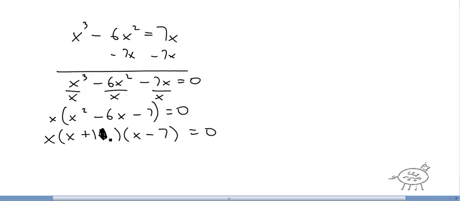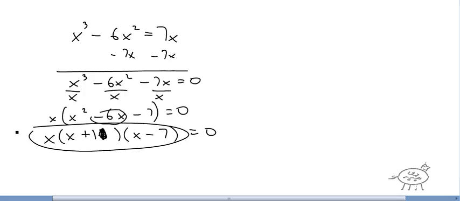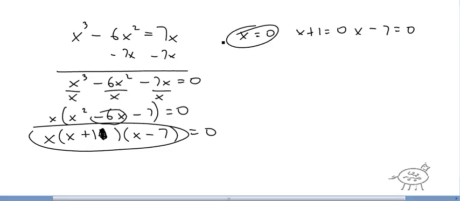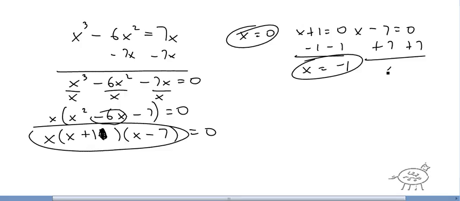Okay, and then just to check it, remember you always check it. Outside, negative 7x plus 1x is negative 6x. That's good. So this is like the last lesson now. I set each of those equal to 0. So I get x equals 0, x plus 1 equals 0, and x minus 7 equals 0. So here I'm done. I subtract 1, I get x equals negative 1. Add 7, x equals 7. That's it.